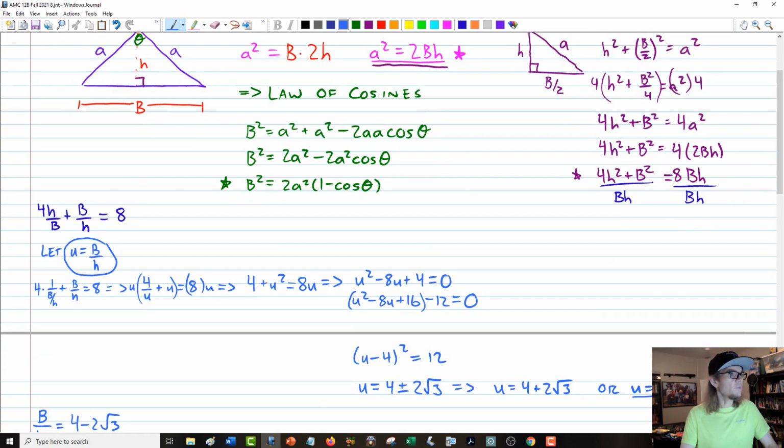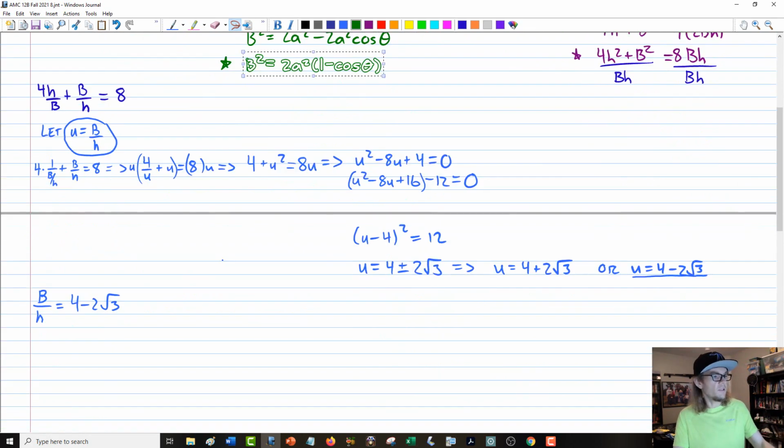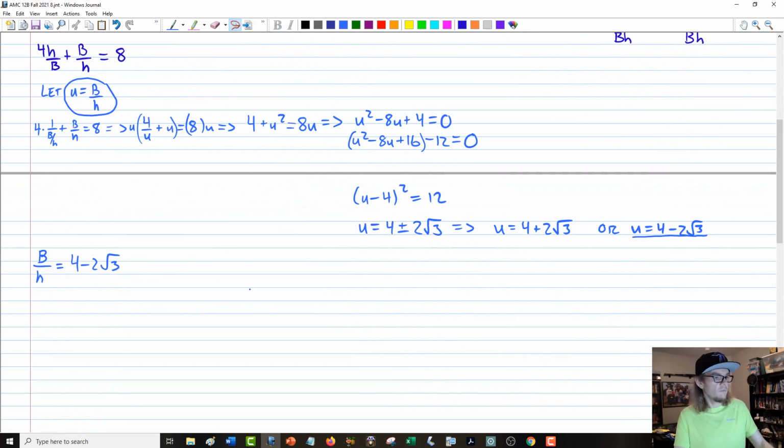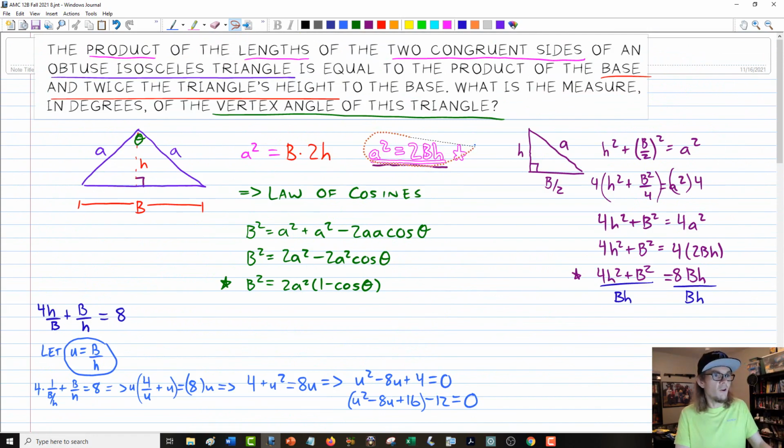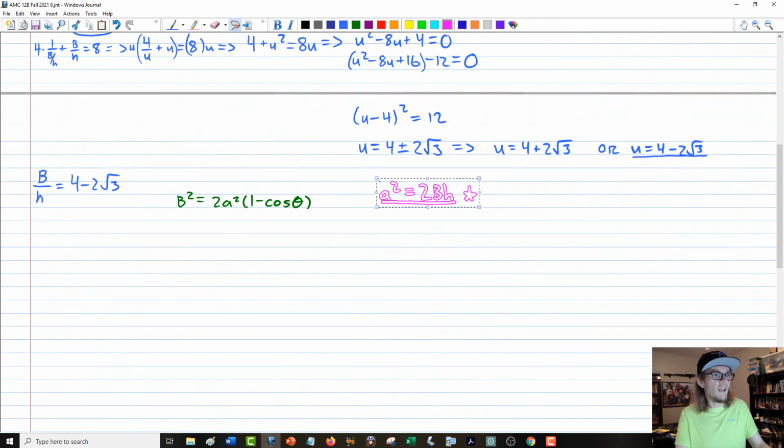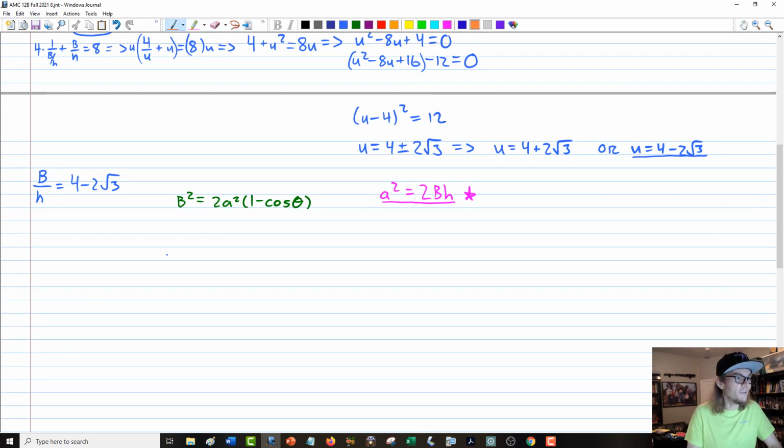And at this point it's like, okay, what does that do? Well, let's go back up to our law of cosines statement. If you recall, we had this particular statement here: b squared is equal to 2a squared times 1 minus cosine of theta. But remember, we've already established that a squared is equal to 2bh. So let's make a quick substitution. If you don't like substitution, you're going to have a rough time in this video. So what do we have? We have b squared equal to 2 times 2bh, and then times 1 minus cosine of theta.